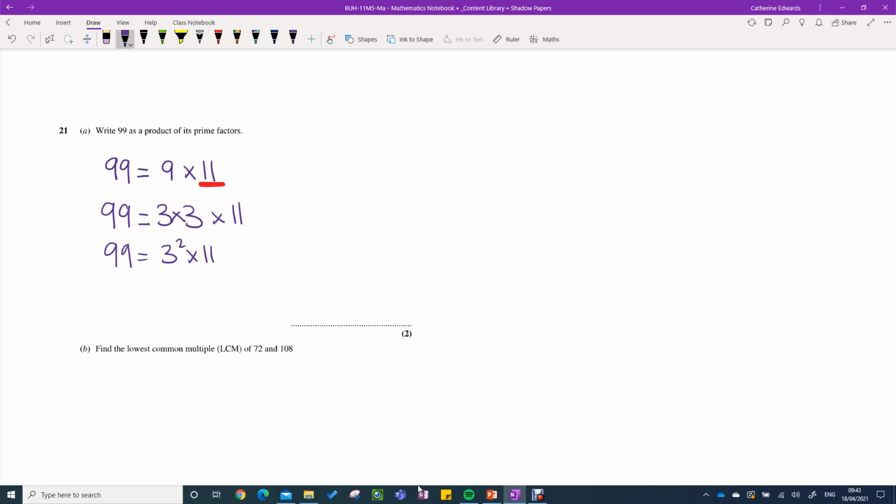The other thing I can do, because this is a calculator, I can press 99 equals, and then I can use the fact function on my calculator. And you get that by pressing Shift and the times button, which looks like this. And that will also give you 3 squared times 11.